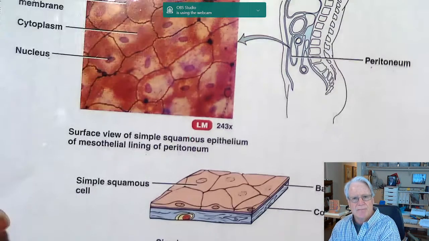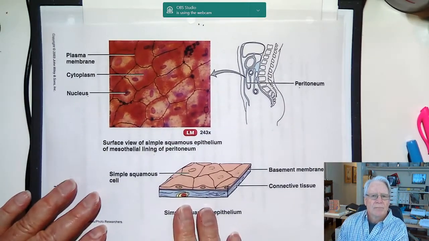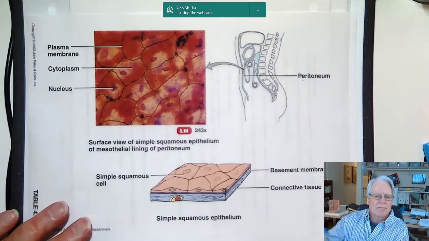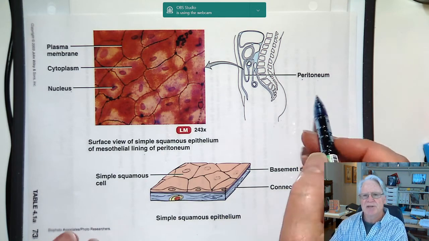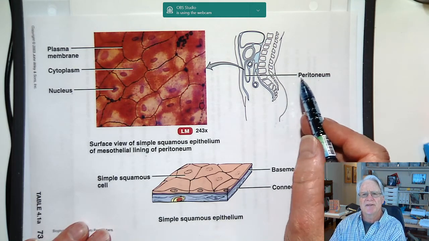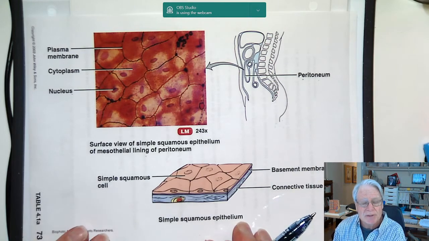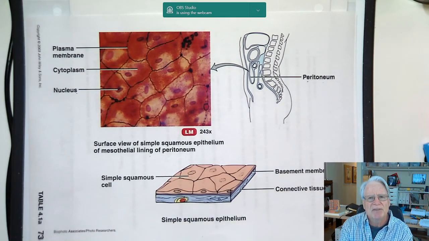So first is this. And as you can see, what we're talking about here is simple squamous epithelium. Simple squamous epithelium. So a number of things. First of all, I want you to bring your attention over to this drawing. They're identifying something called the peritoneum. We know what the peritoneum is. Remember, that is that serous membrane that lines the abdominal pelvic cavity.